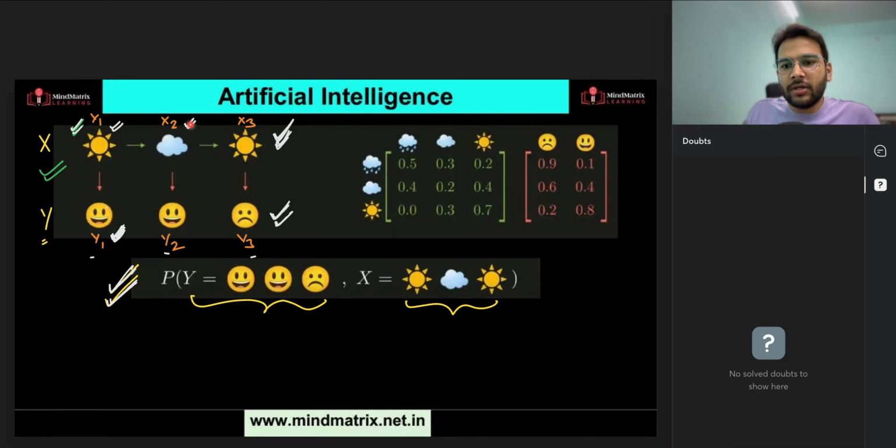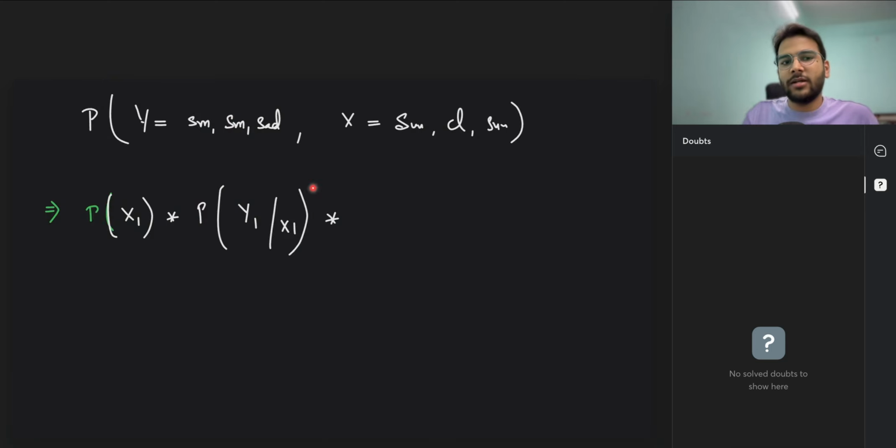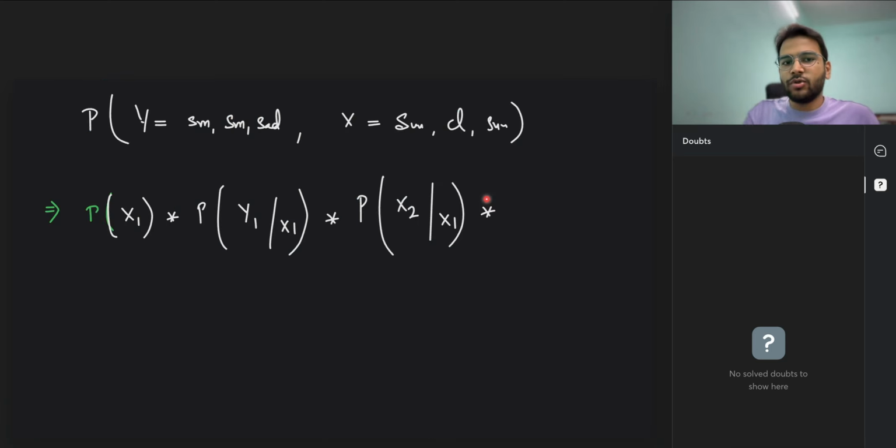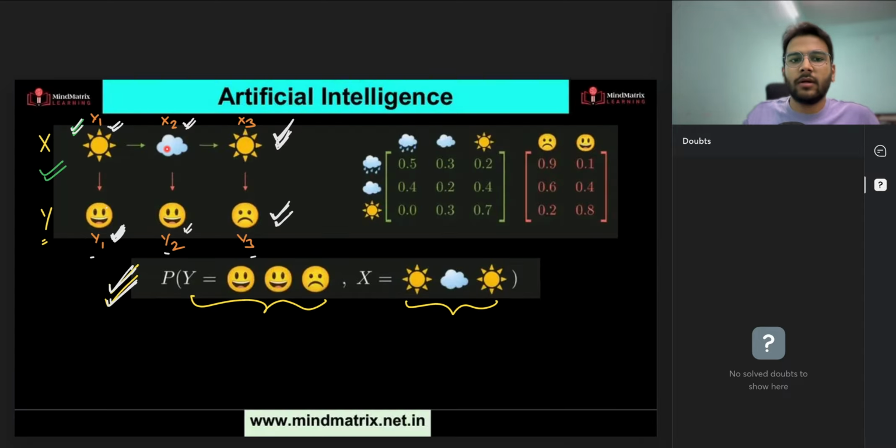So what about this one? Here it is going to be probability of x2 given x1, because this is the next state and this is the current state. Then further, it is going to be probability of y2 given x2, because y2 is conditionally dependent on x2. So probability of y2 given x2, multiplied.